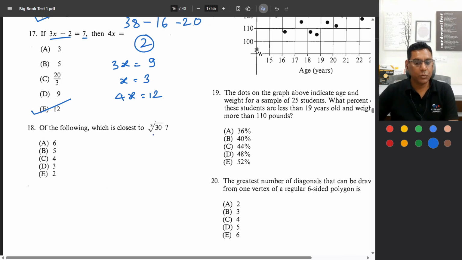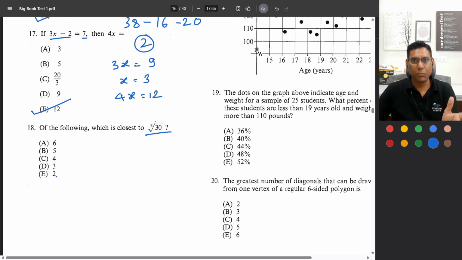Which of the following is closest to the third root of 30? Now, obviously, they don't want you to find out the third root of 30. Similar question we did earlier also, where you did the square of column B instead of taking the square root of column A. So same thing we'll do here. We'll take the cube of these numbers and compare that to 30.